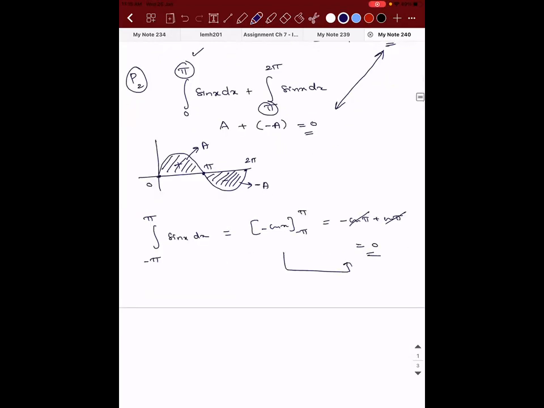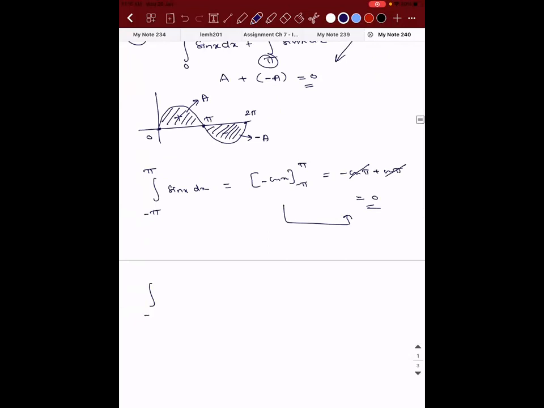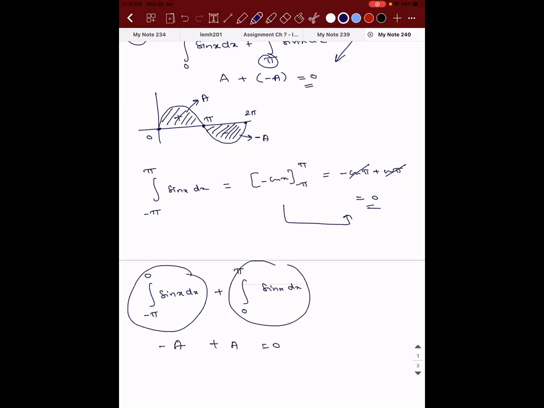So you did these many steps. Now how the property will help: can I split and write it as the integral of minus pi to 0 sin x dx plus the integral of 0 to pi sin x dx? This will be minus A and this will be plus A. The answer will come out as 0. So you're just using it as an intermediate step to solve. When problems come, you'll understand it better.